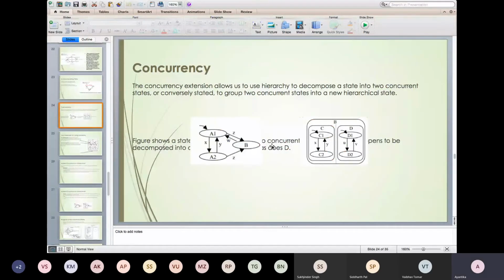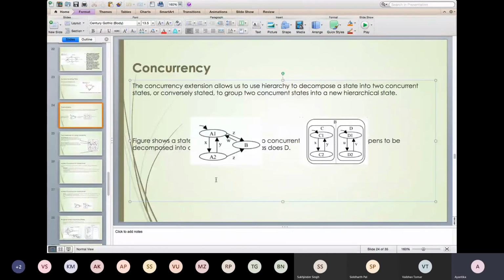So now formally we will go here. And you can see the concurrency extension allows us to use hierarchy to decompose a state into two concurrent states, or conversely stated, to group two concurrent states into a new hierarchical state.